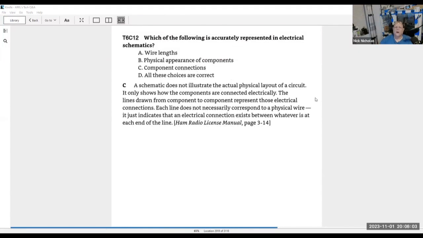Okay, the thing to know about electrical schematics is that it only tells you the components and their connections. It doesn't tell you the length of wire, or physically where the components are. It doesn't tell you what the components look like. It's just a diagram of the electronic components and their connections. Essentially, it's just telling you how they're hooked up to each other. So you really have an identification of what the components are and how they're connected. Answer C is the correct answer. Okay.